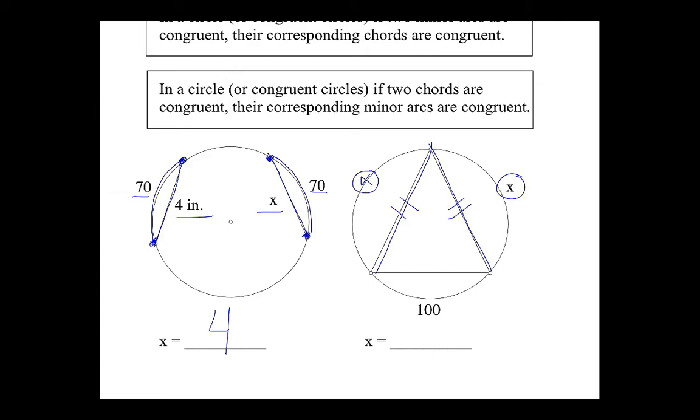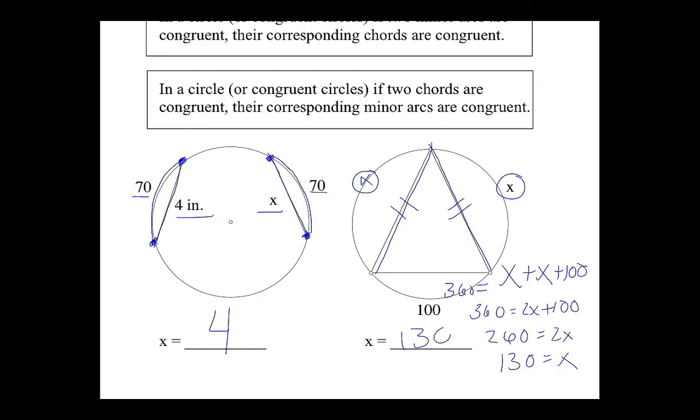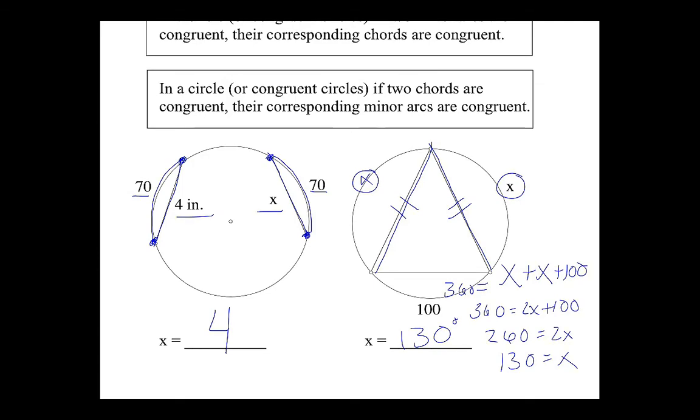And now I know all three pieces of the circle. I've got a piece that is x, a second piece that is congruent, and a third piece that is 100. And we know that all the arcs on a circle should add up to 360 degrees. So 360 is going to equal 2x plus 100, which means 260 will equal that 2x, which means when I divide by 2, each of those arcs must be equal to 130 degrees. And that's how we're going to use that theorem.